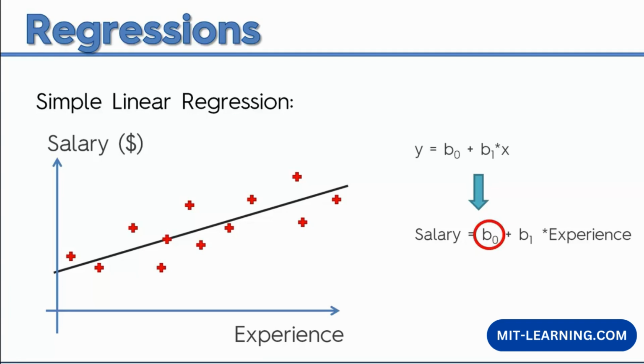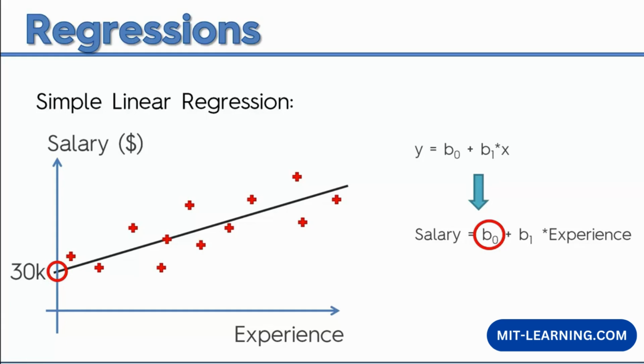So what does the constant mean here? The constant means the point where the line crosses the vertical axis. Let's say it's $30,000. What does that mean? It means that when experience is zero, as you see on the horizontal axis, then in the formula on the right, the second part, B1 times experience, becomes zero. So salary equals B0. That means that salary will equal $30,000 when a person has no experience.